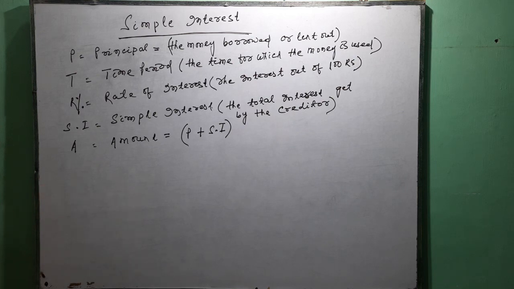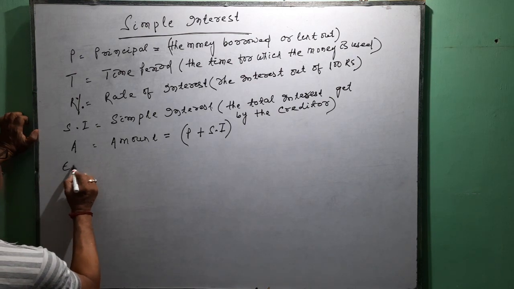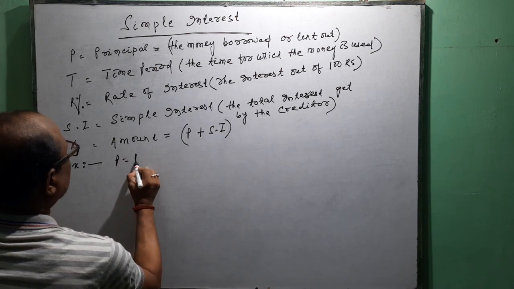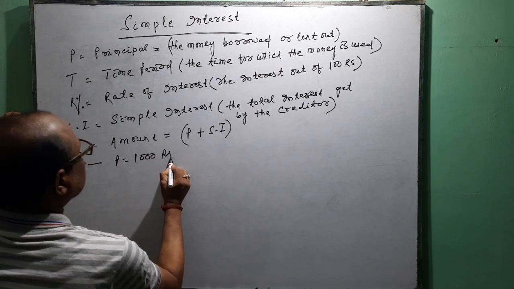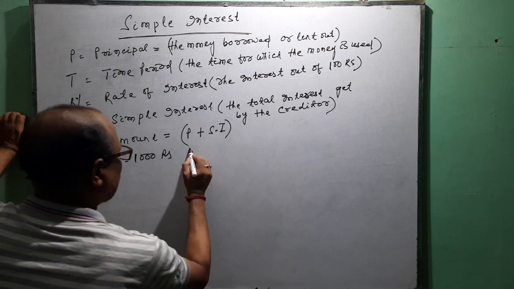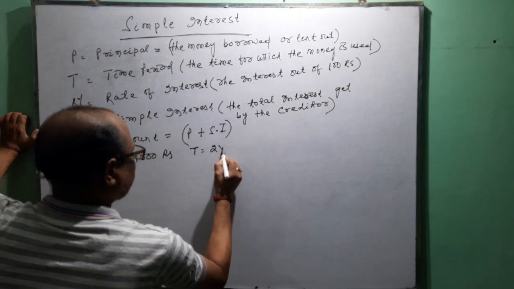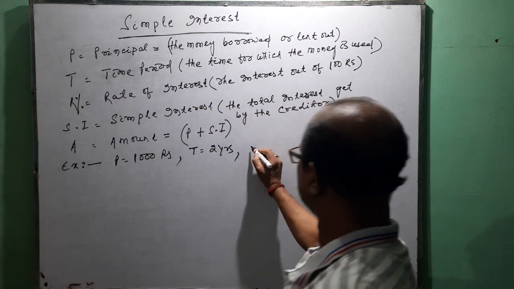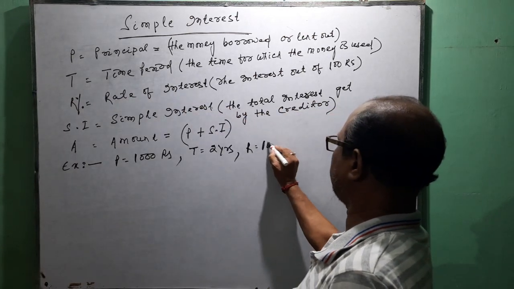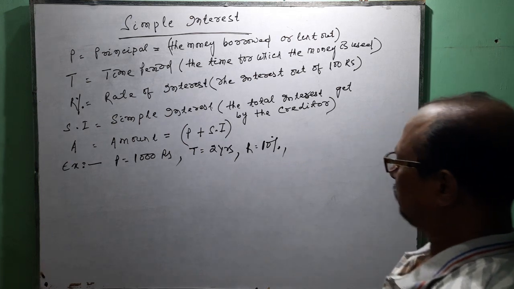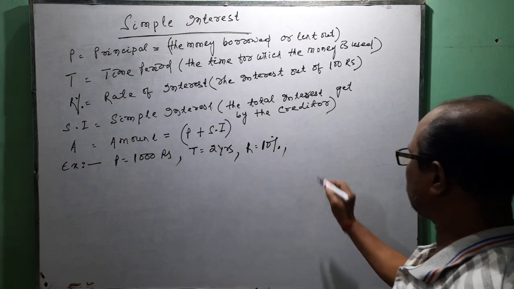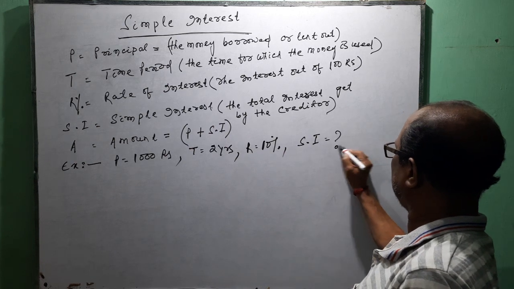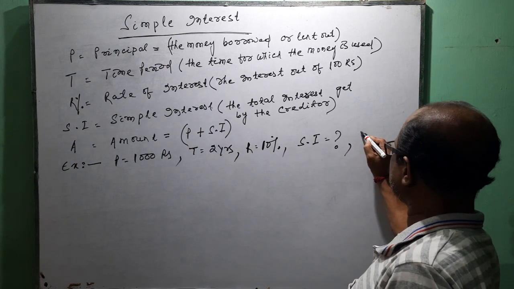Next, for an example, suppose P is equal to 1000 rupees, T is equal to 2 years, and R is equal to 10%. P, T, R. Suppose the question asked is: what is SI and what is the amount?